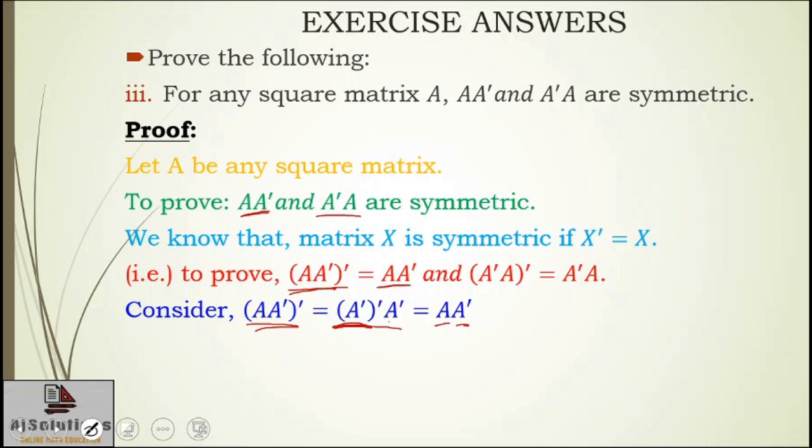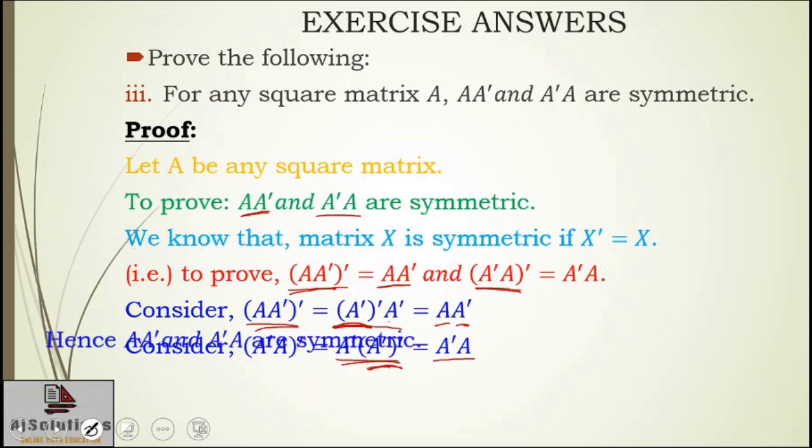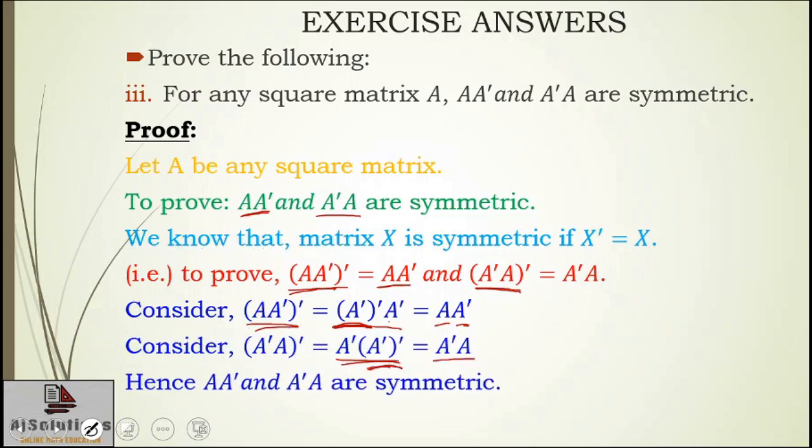And after that, consider the LHS of the second equality. Again apply property number 4, and after that, again apply property number 1 on the second term. That will give you this, and this is the required RHS. So hence proved, A into A transpose and A transpose into A are symmetric for any square matrix A.